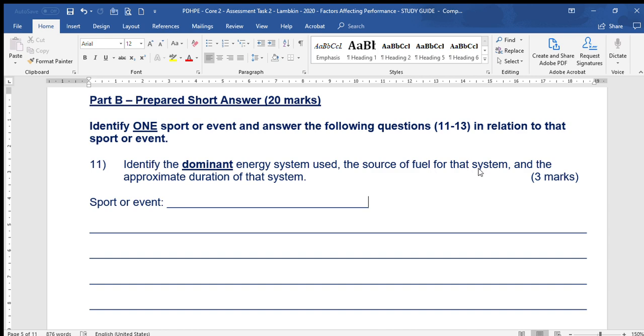You have to give the sources of fuel for that system. You can look back in your notes for that. So either the sources of fuel for the aerobic system, the sources of fuel for the lactic system, or the sources of fuel for the alactic acid system. And the approximate duration of the system, that is, how long can that system function efficiently at producing adenosine triphosphate, ATP, before it fatigues? And those are your 3 marks.